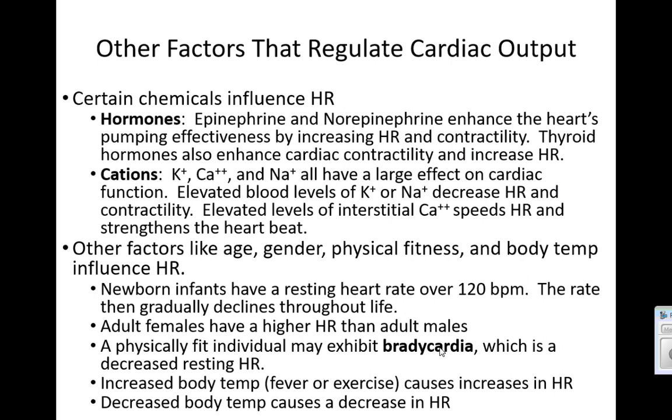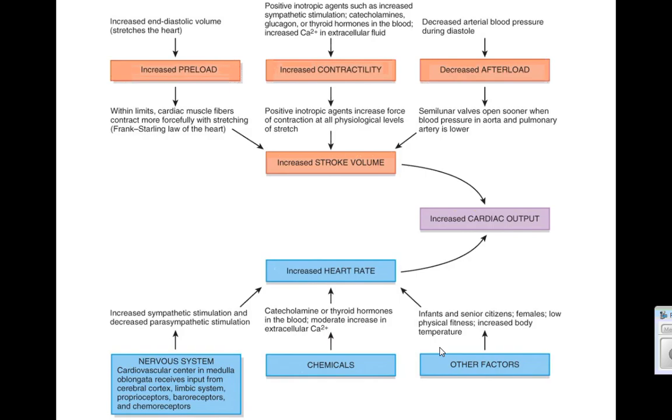Other factors, age. Babies have a higher heart rate at rest, and, well, babies don't exercise, but they should have a resting heart rate of 120 beats per minute. The older we get, the lower it should be. Females typically have a higher heart rate than men. Never really researched why. Bradycardia is something I was talking about earlier, where if we get in better shape, our heart doesn't have to beat as often. And so physically fit individuals exhibit a lower heart rate. Increasing body temperature, like in fever or exercise, will increase heart rate. Decreasing it will decrease heart rate.